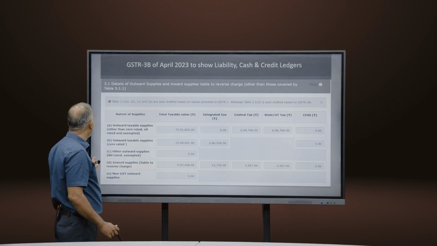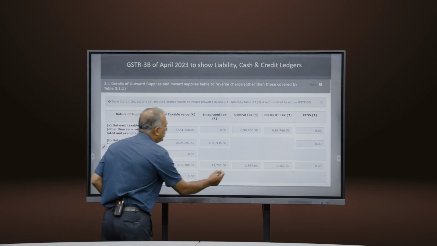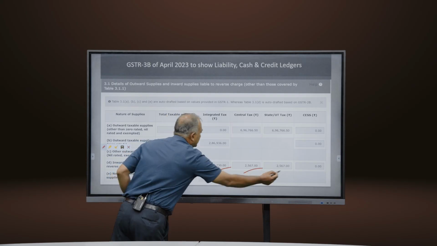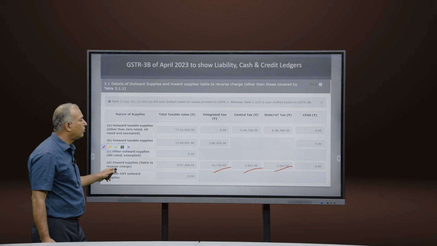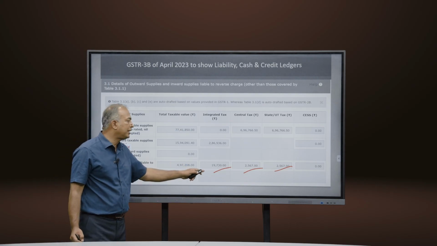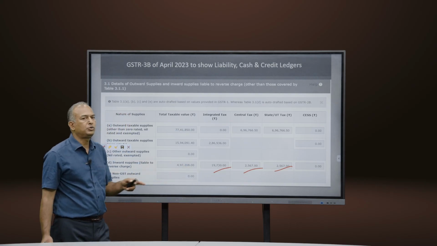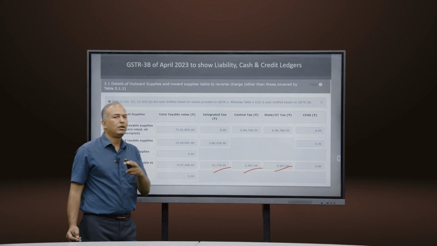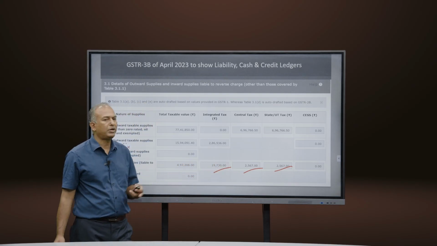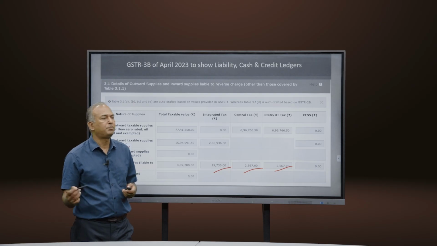And here, if you see, 19,730, 2,567, 2,567 has been shown under 3.1D. When the taxpayer is going to file this, the system should take care to ensure that this 19,730, 2,567, 2,567 is paid from the cash ledger.